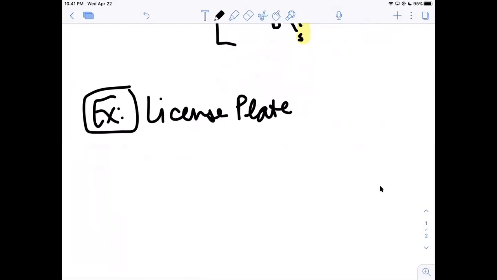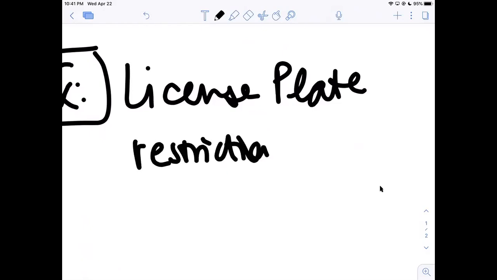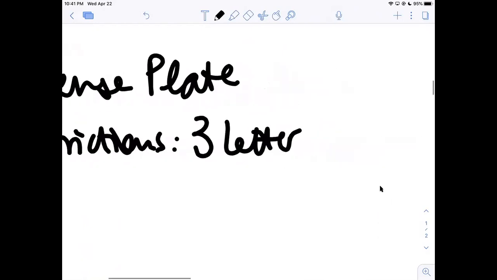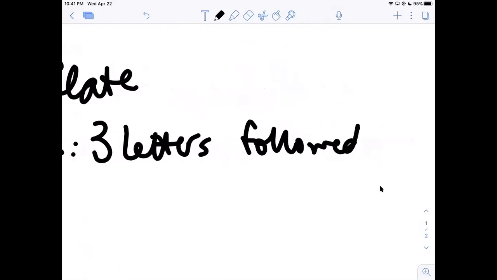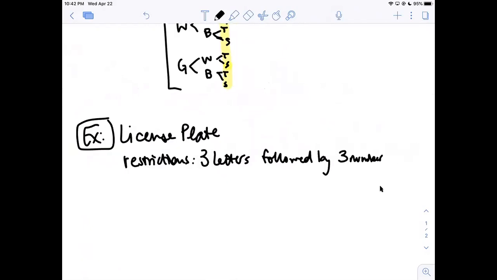Okay, so I could say you're getting a license plate, and we wanna know, let me do one more thing. Our restrictions are that you will have 3 letters followed by 3 numbers. I do not know enough about license plates. That's just this situation. I don't know if that's real for all license plates, so don't quote me on that. But our restrictions here are there are 3 letters followed by 3 numbers.